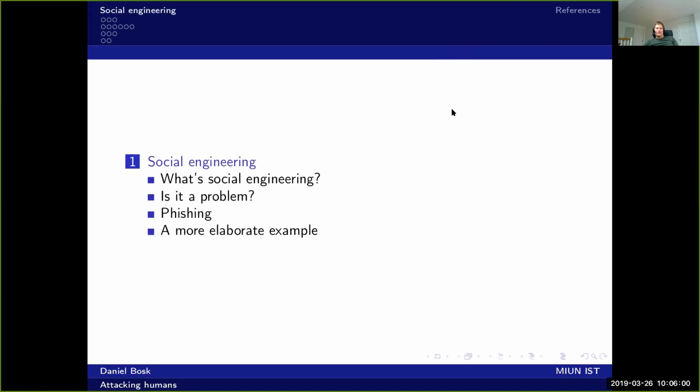So we're going to talk about social engineering in general and some sub areas of social engineering like phishing. We'll talk about this area in general and highlight the problems it causes. And you've probably encountered some of these things before.